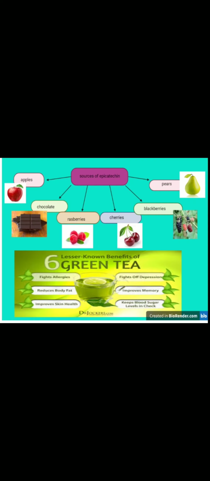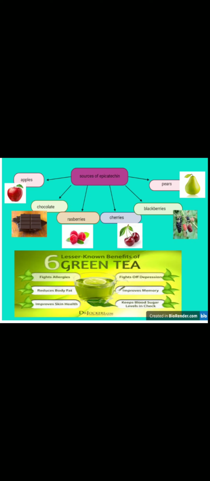Coming to the sources of catechin, they are found in strawberries, apricots, black grapes, red wine, broad beans, and green tea. And coming to the sources of epicatechin, they are found in apples, chocolate, raspberries, cherries, blackberries, and pears.